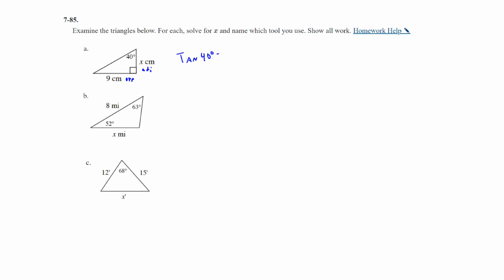Tangent of 40 degrees is equal to opposite, which is 9, over adjacent, which is x. You can multiply both sides by x, and then that doesn't solve for x, so then you have to divide both sides by tangent of 40 to get it by itself. So plug in 9 divided by tangent of 40, and we'll round to two places on these, so x is approximately 10.73. And that would be in centimeters. And it also asks what tool did you use. We use the tangent ratio.